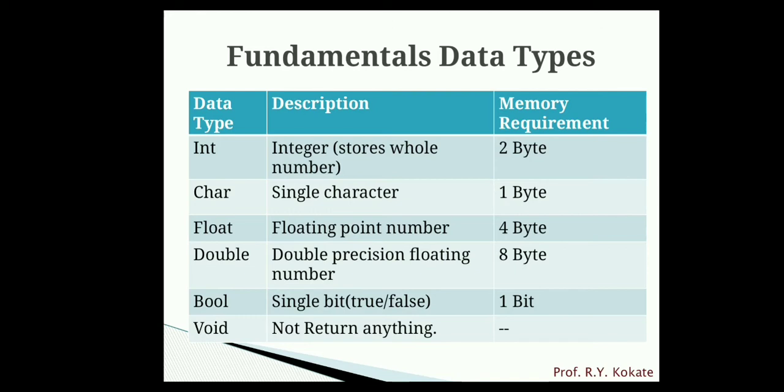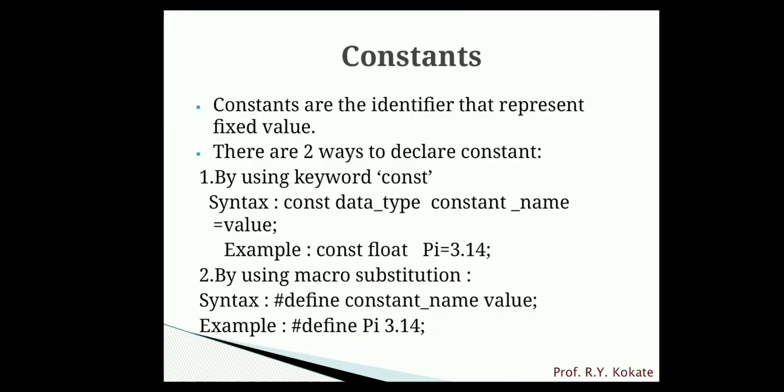Float stores a floating point number. It requires 4 bytes of memory. Double precision floating point number requires 8 bytes of memory. Bool stores only the value true or false, that is a single bit. It requires only 1 bit of memory. Void does not return any value.